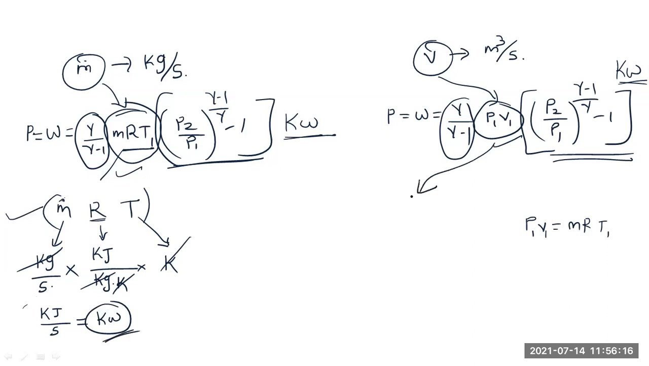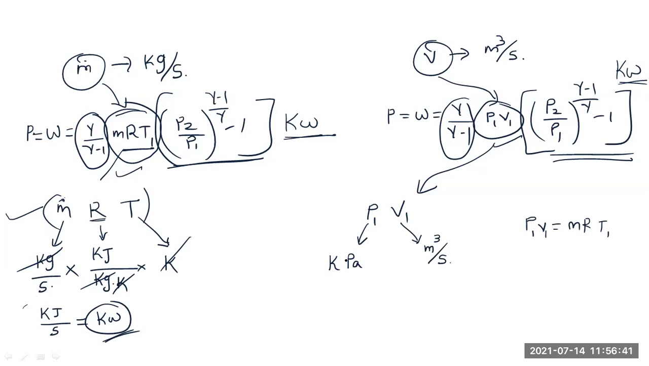Now consider this case. Suppose you are taking P1 into V1. What is the unit of pressure? Unit of pressure is kilopascal. Okay, 100 we are multiplying and we are converting the pressure into kilopascal. What is the unit of volume? Unit of volume is meter cube per second.